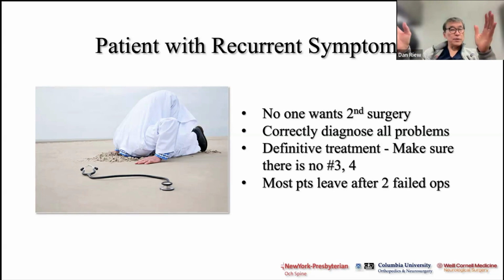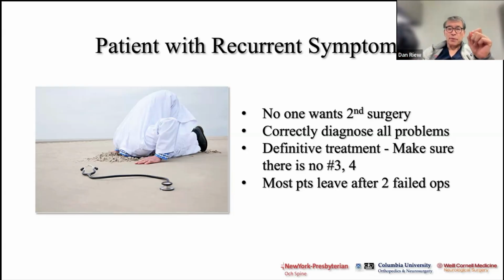And once they go to a surgeon who makes the diagnosis and treats it properly, they are going to tell on average 10 people how lousy you were, how dumb you were for not being able to make the diagnosis. And they will go around singing the praises of the surgeon who actually figures it out and then treats them and makes their symptoms go away.